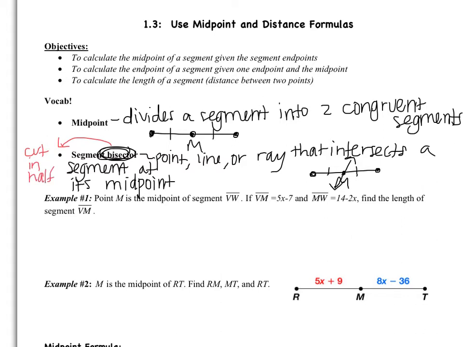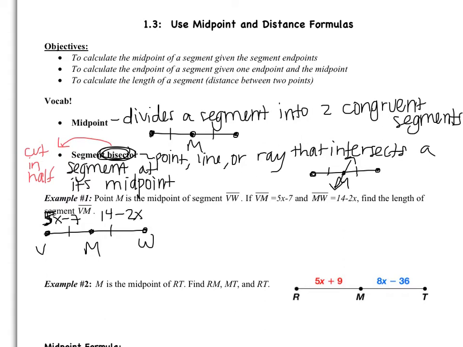Okay, so we have a few examples we're going to do. Example 1, it says point M is the midpoint of VW. So I'm going to draw that first. So it says I have this VW, and I have some point M. Okay, because it's a midpoint, I've created two congruent segments. Remember that those tick marks mean congruent. Then it says VM is 5x minus 7. Sorry, this should be a 5. Well, my handwriting sometimes is not very good. And then it says MW is 14 minus 2x. And it asks you to find the length of VM.